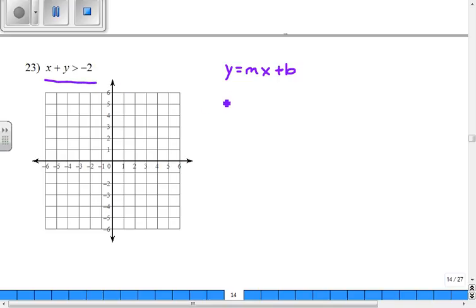So let's see. I've got x plus y is greater than negative 2. I need to get y by itself. So I'm going to subtract x from both sides. I did not have to multiply or divide by a negative number, so my sign stays the same. So I have y is greater than negative x minus 2.